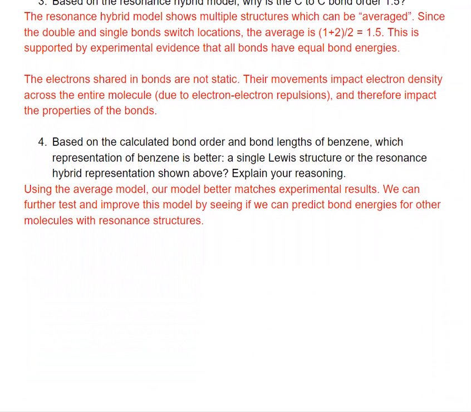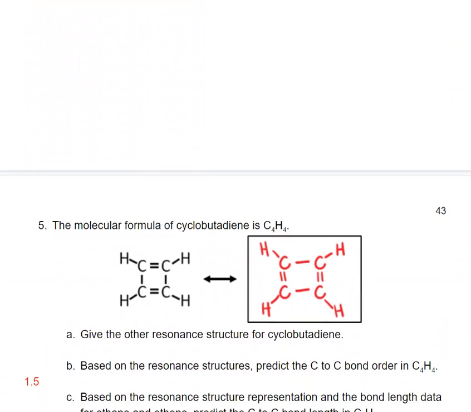So based on the calculated bond order and bond lengths of benzene, which representation is better, the single Lewis structure or the resonance hybrid model? So using that resonance hybrid, that average model, our model better matches experimental results. So keep in mind what makes something a better Lewis structure is how well does it predict and match what we would see experimentally for those bond orders and bond strengths. So we could further test and improve this model by seeing if we can predict bond energies for other molecules with resonance structures.